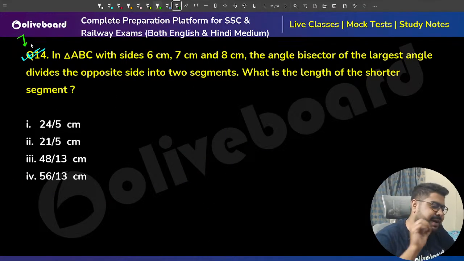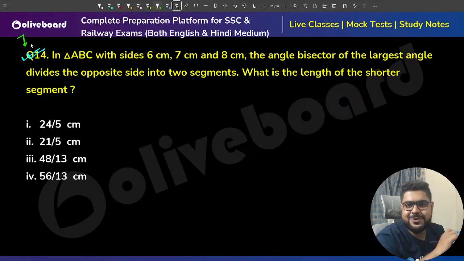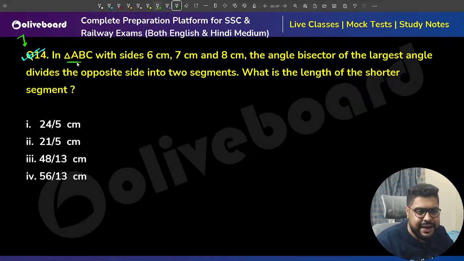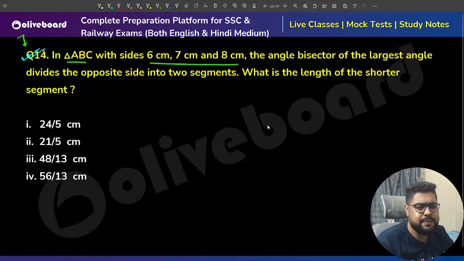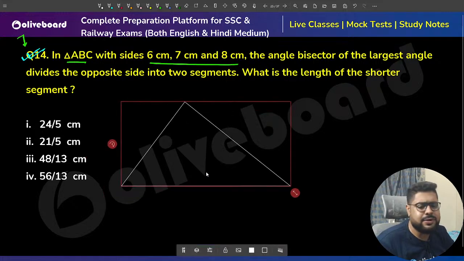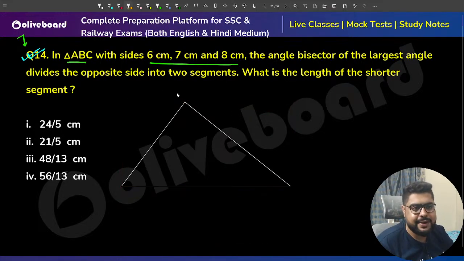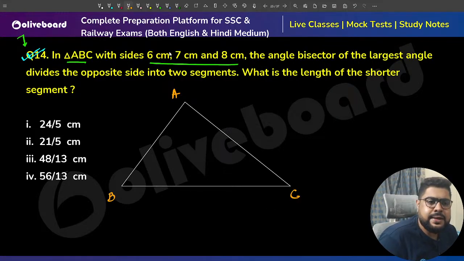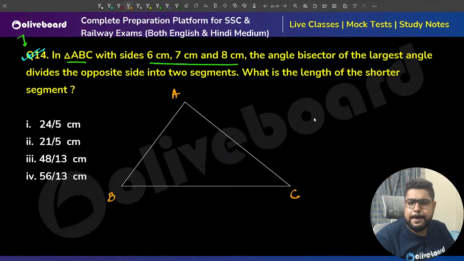This is an angle bisector theorem question. That is the reason I told you that. In triangle ABC, sides are this. I guess this is a current year question, it came in 2024 most probably. If not, then 2021 to 2024. Mostly the questions I've taken are very recent. Sir, A, B and C, 6, 7, 8. Okay. The angle bisector of the largest angle.